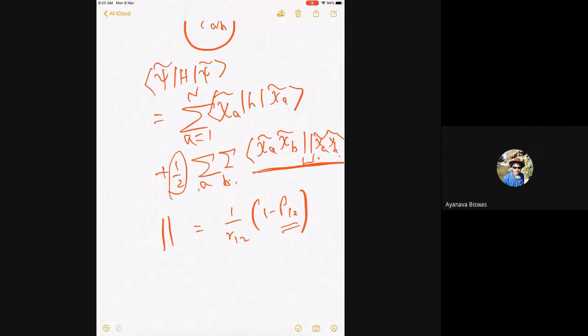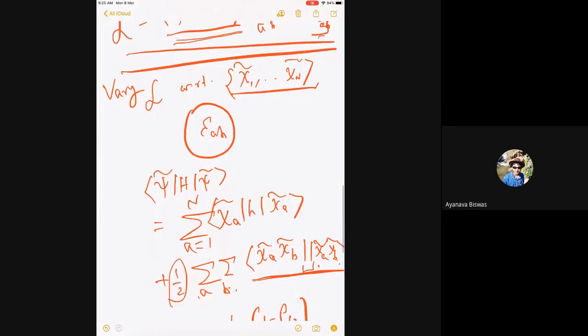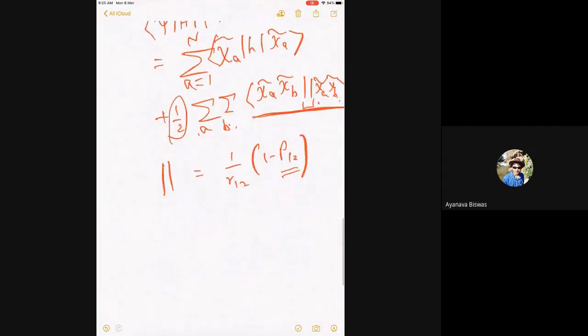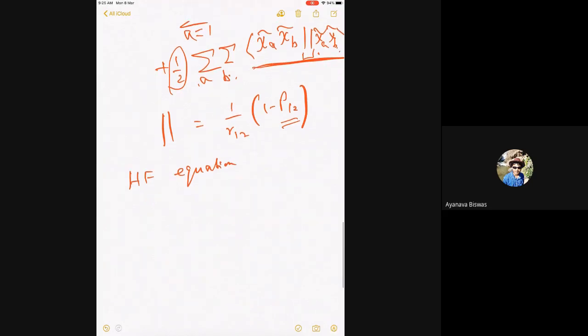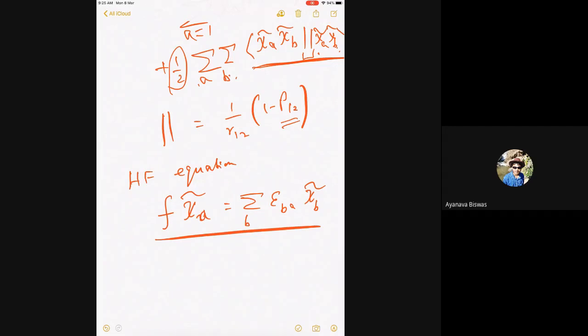So if I expand, this is already chi A, so everything is in terms of chi A tilde, chi B tilde. Then I can do the variation, first order variation, and the result is what is known as the Hartree-Fock equation. I hope all of you remember the Hartree-Fock equation. It is some operator, the Fock operator, acting on chi A equal to the sum over B of epsilon BA chi B. So this is the end result, so I can remove the tildes. That is my choice.